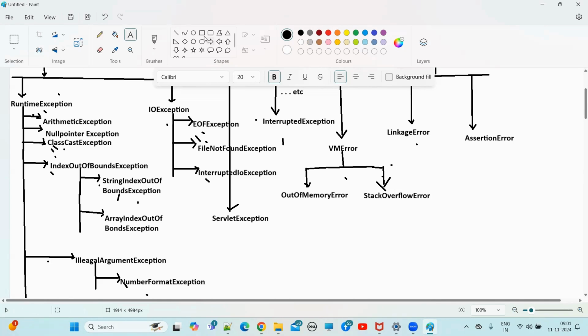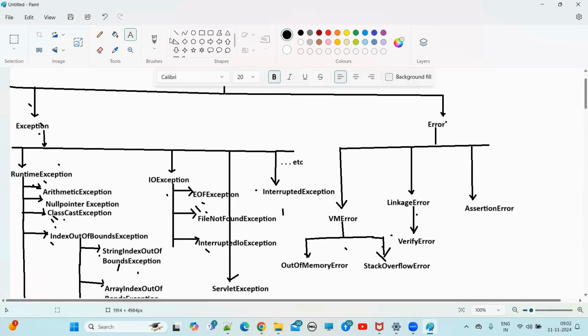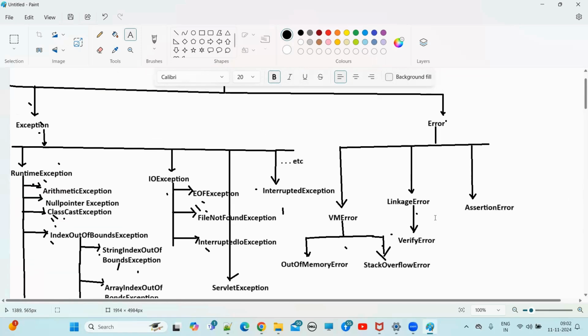Next, LinkageError has one more child class, guys. What is that one? VerifyError. So these are the Error related classes. We have so many, but I have listed only a few here. These are the main things we are going to discuss. So now tell me, these are the exception hierarchy classes, right?